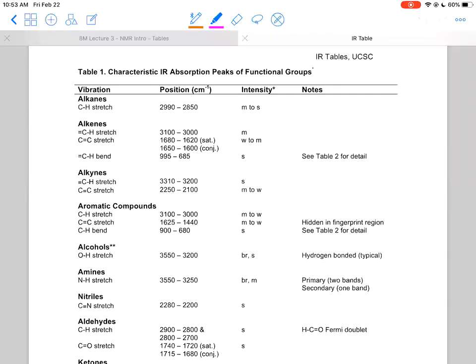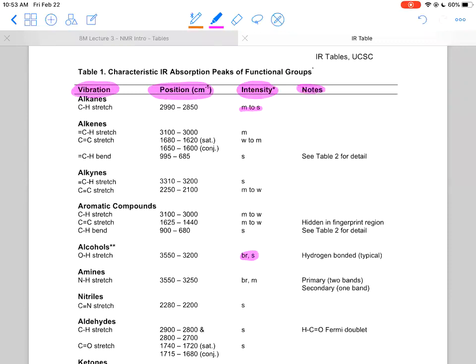So this is the IR table, and it's organized by functional group. You're going to be looking for the type of functional group first. It'll tell you the type of vibration and the type of functional group, and the position where you're expected to find it. The intensity is not always so important, but sometimes it'll tell you if it's medium to sharp. Some of them, like alcohols, for example, the BR stands for broad. And then there are some other little notes that we will find useful.